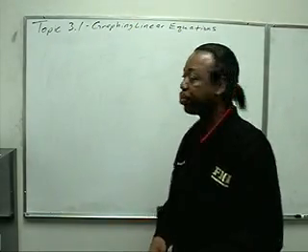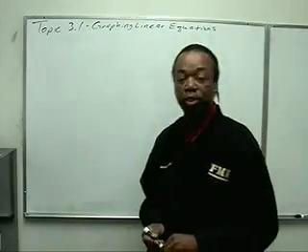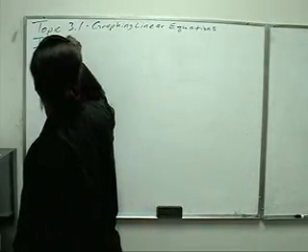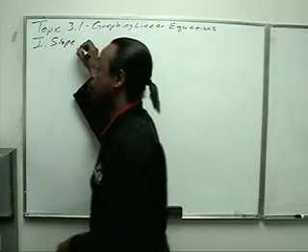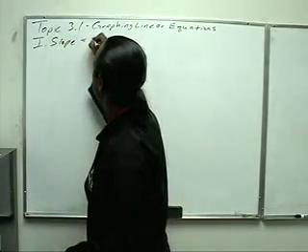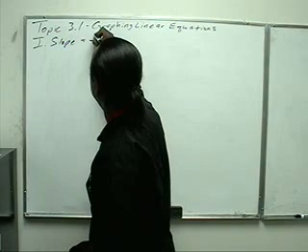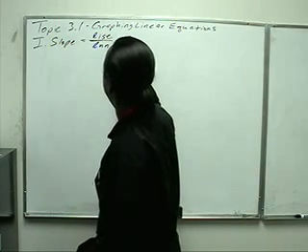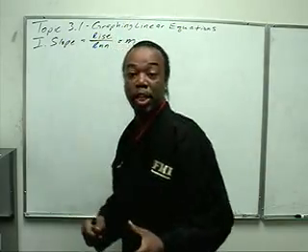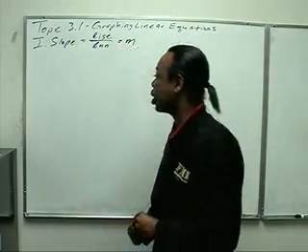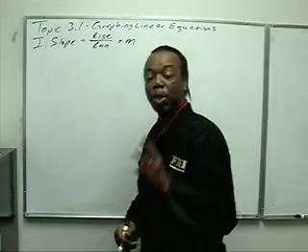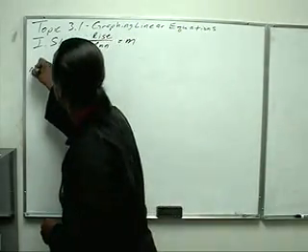Topic 3.1, graphing linear equations. First, we're going to start off with the concept of a slope. A slope measures for a line the rise and the run. The symbol for slope will be the letter m. Okay, I want to give you 3 examples of slope and show you how they work.